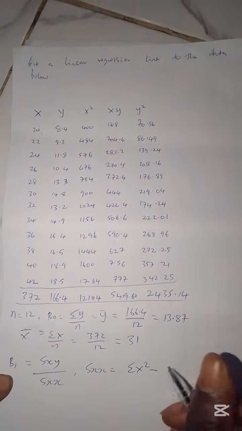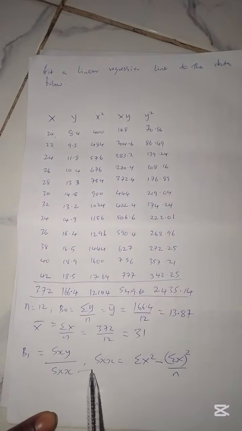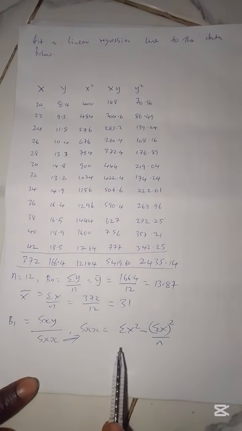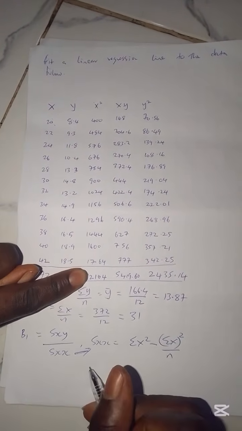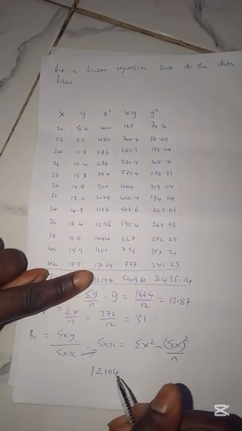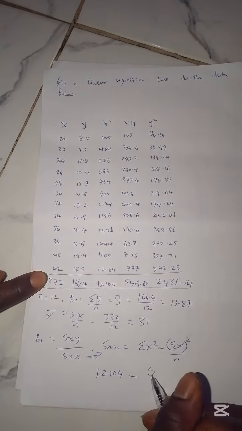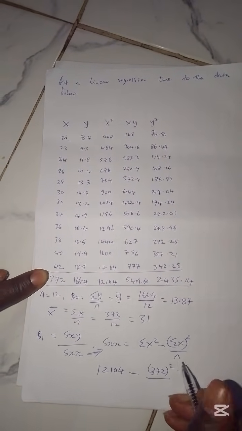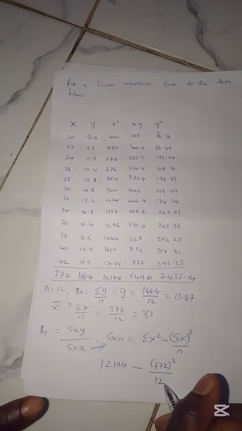Summation x squared minus summation x all squared over n. That is for this, right? So SSX is equal to summation x squared. Summation of x squared is 12104. Minus summation x, which is 372, all squared, all over n. Remember that n is 12, all over 12, right?